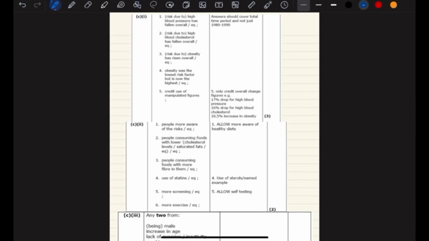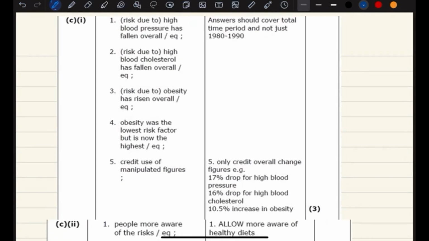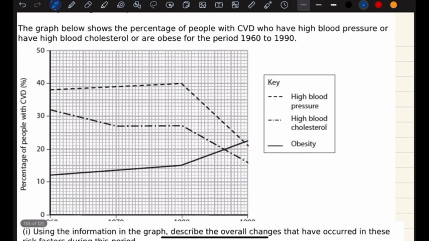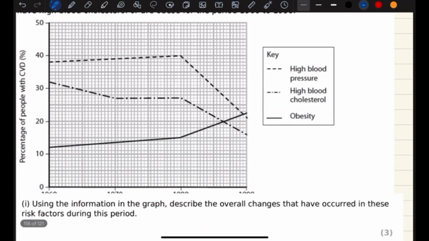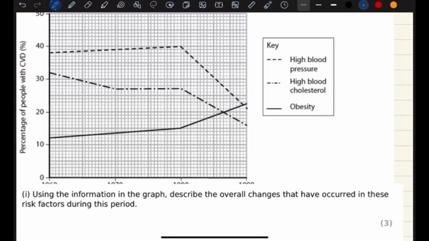Okay, time to get into the answers. So if we focus on part 1 first, here's your mark scheme. And what I'm really going to do is show you the process of how you would get that. So let's look here. The question just asked, describe the overall changes that have happened. I'm looking at the changes overall from the start, I think that's 1960, to the end, I'm assuming 1990. Cool. Let's just highlight the graphs.